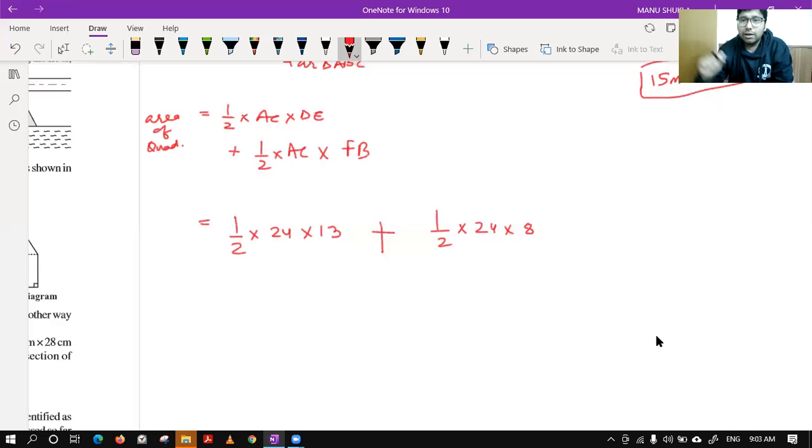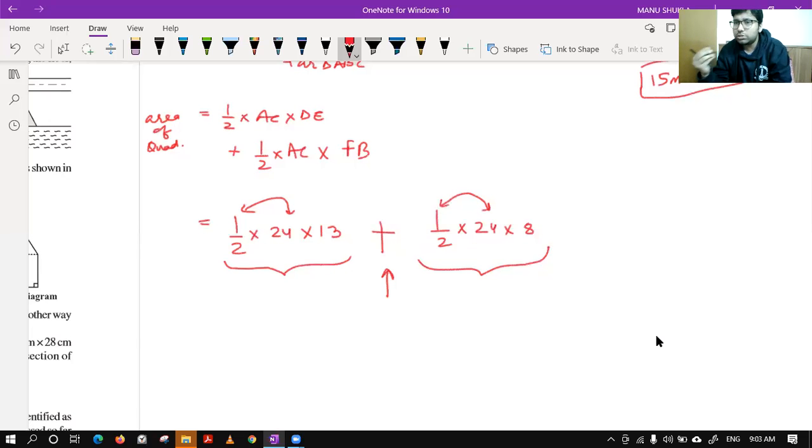Rachit, please tell, before solving, I have always told you to look for whatever is common. Can you tell me what is common in these two expressions? You can see this is an expression, this is an expression. In between, there is a plus sign. What is common as per you? Yes, 1 by 2 as well as 24 is common. Why solve separately when we can take common and make the question easy?